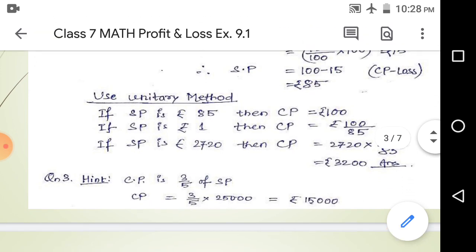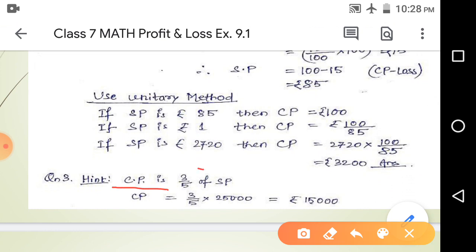See, it is not solved. You can solve this. In the question it is given that the CP, that is the cost price, is 3 by 5 of the selling price, and the selling price is given as rupees 25,000.